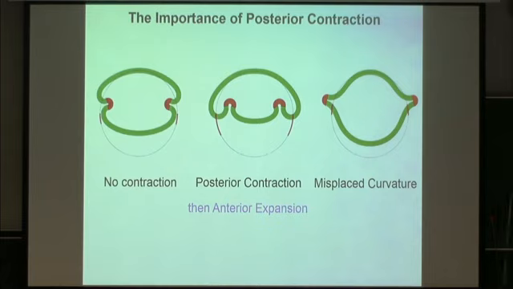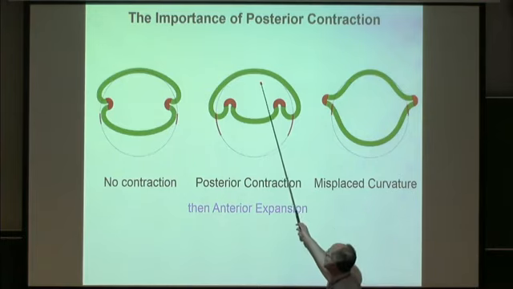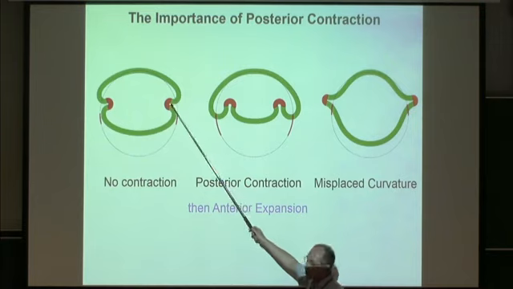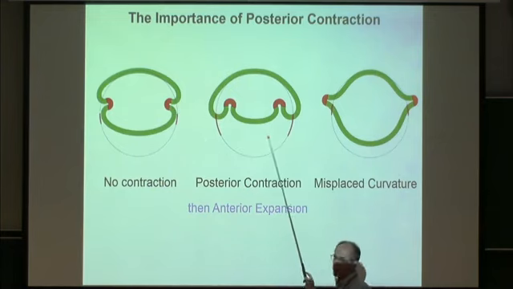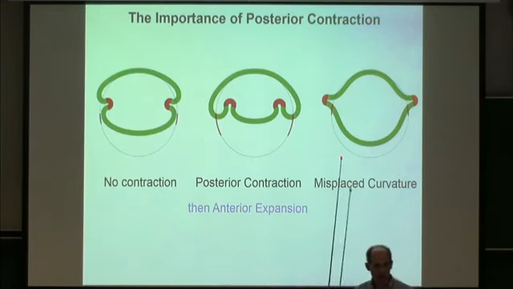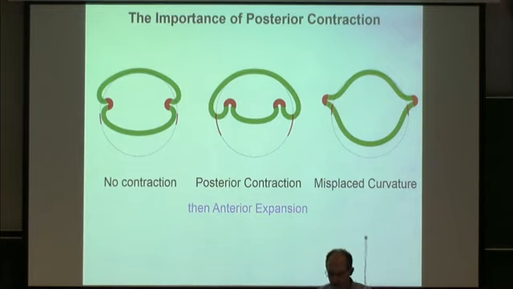Now, I can't prove by rigorous mathematics the kinds of things I just said, but I think it's intuitively clear that there are certain things that will work and there are certain things that won't work. And in order to get the posterior to fit into the anterior, it's necessary, it seems, to have a combination of this inward preferred curvature and posterior contraction. And that was something that the biologists had suggested was important as well.